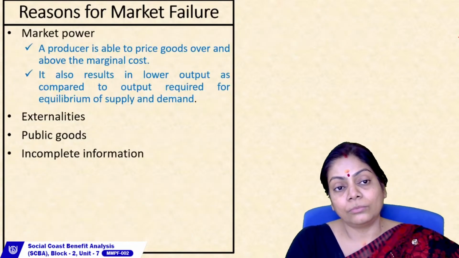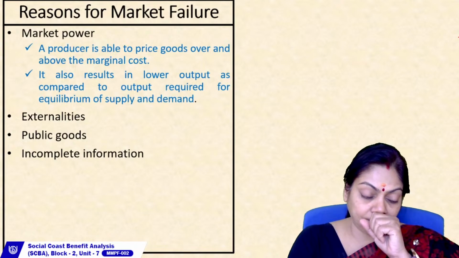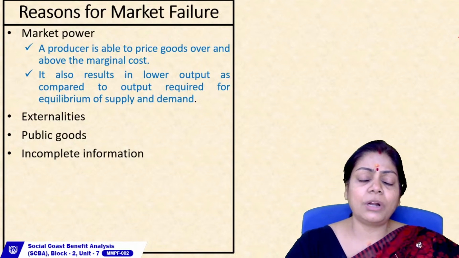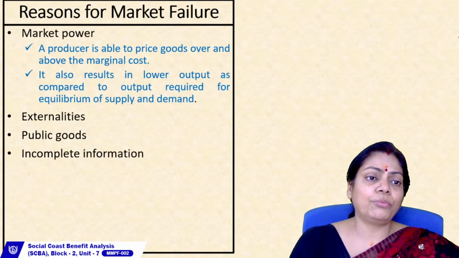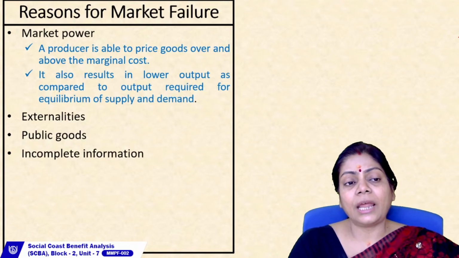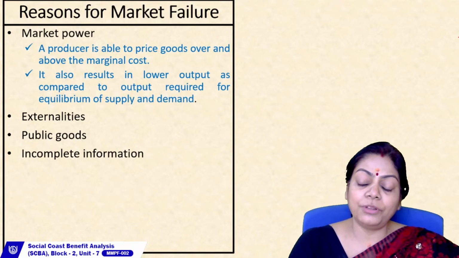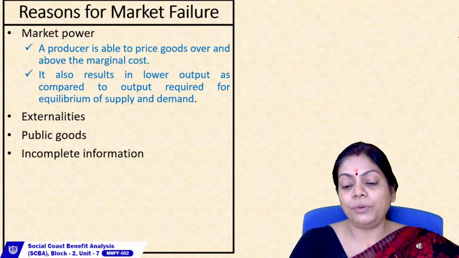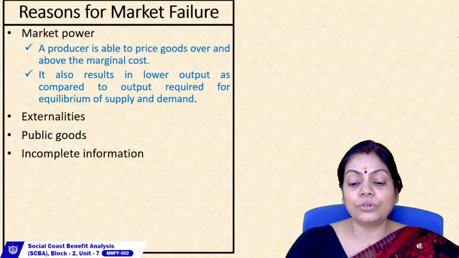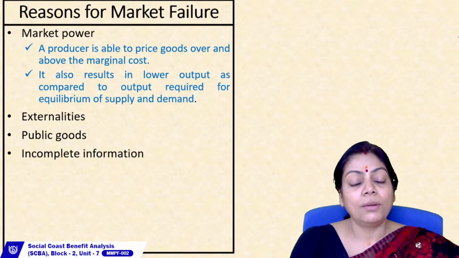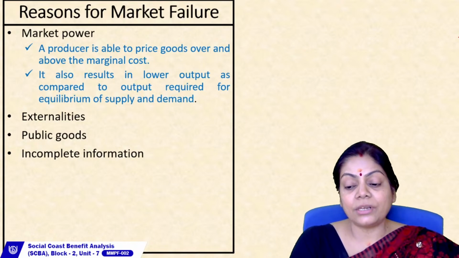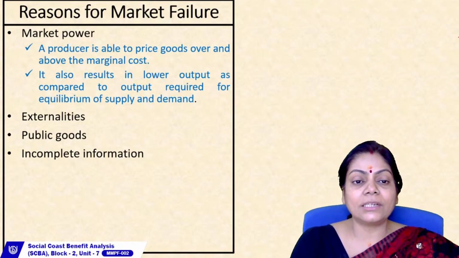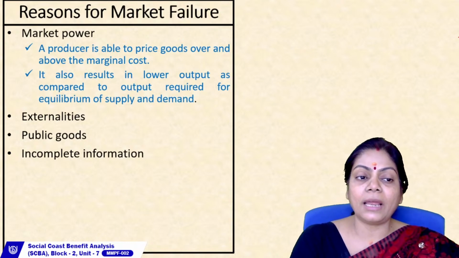Now, why can there be market failure? There can be several reasons we can talk about. One of the reasons can be market power, or basically the monopoly power of the producer or the monopoly power of the consumer. Now the producer monopoly will ensure that the price of goods is over and above the marginal cost. Okay, it will also result in lower output as compared to the output required for the equilibrium supply and demand.